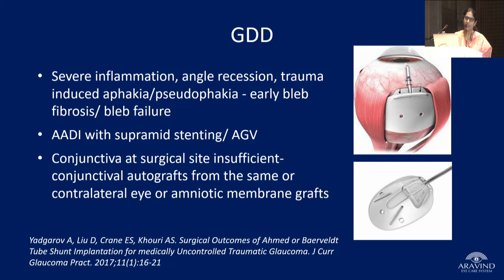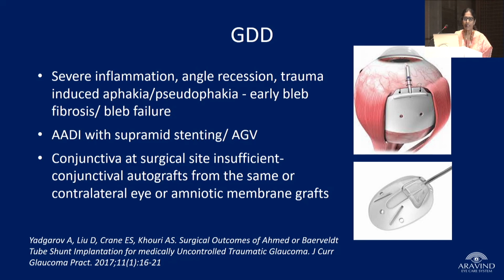There are a lot of variations happening in the conjunctival cytology. There's more chance of fibrosis with trabeculectomy. So I prefer to go for a glaucoma drainage device. And my choice would be to go for an RD with a supramid stenting. And also you can even use an AGV implant.